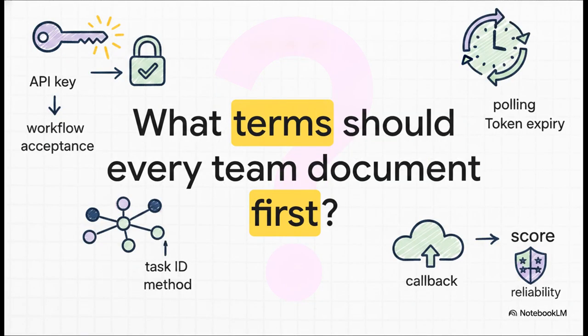Question 2. What terms should every team document first? If you're looking for an essential starter pack, here it is. You need your inputs, API key, method, site key, and page URL. You need your operational states, task ID, polling, token, and callback. And you absolutely need your outcomes, score, token expiry, and workflow acceptance. Nail these down before you do anything else.